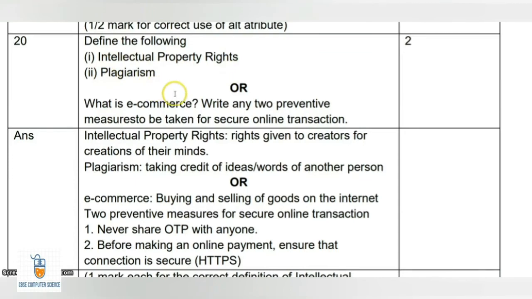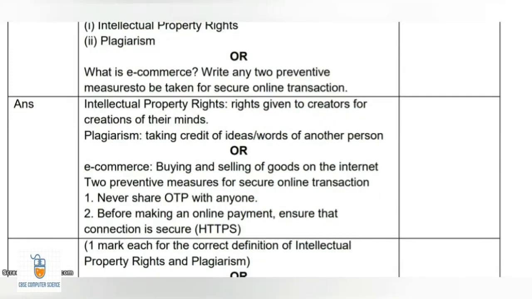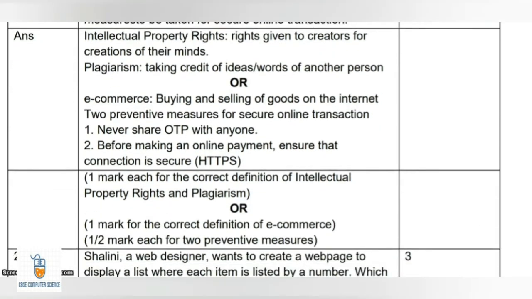Question number 20. Define the following: intellectual property rights, plagiarism, or what is e-commerce? Write any two preventive measures to be taken for secure online transactions. So both the questions are from the same topic, and here you are given choice. So they may give you choice or they may not give you choice. In both the ways you should be able to answer these questions.